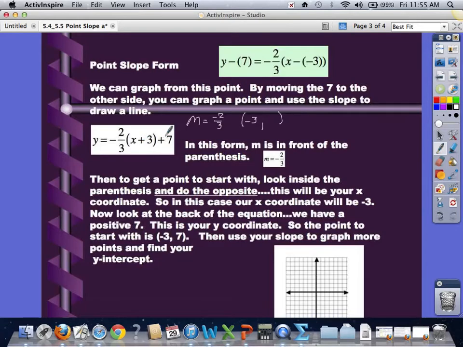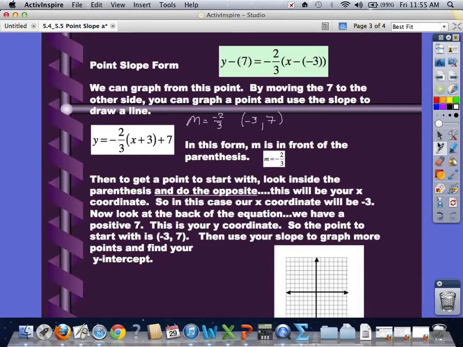And then you take whatever's on the outside and you don't change its sign. It's just 7. So my point that I can graph is (-3, 7). And then using my slope from this point, I can graph my line. And if I extend my line, then it will go through your b, which we found earlier to be 5. So let's try to do this on our graph.